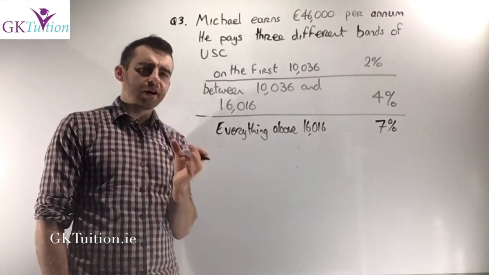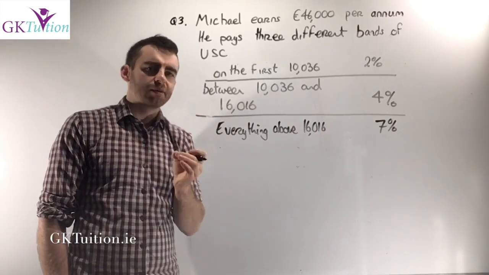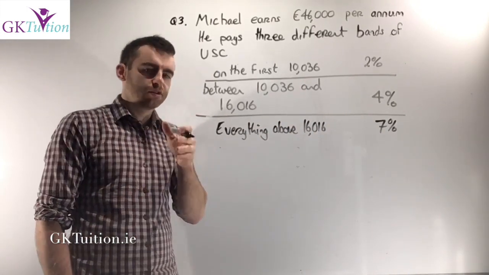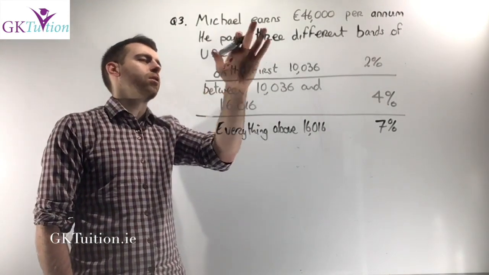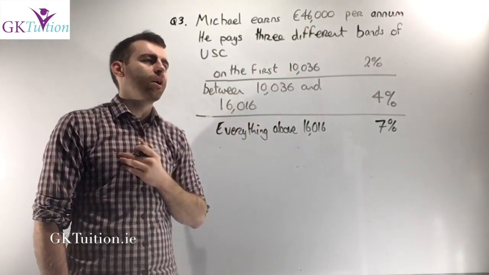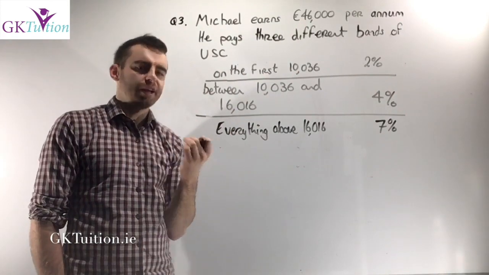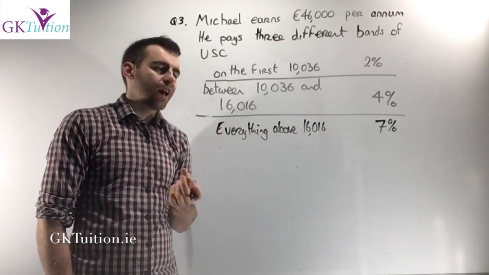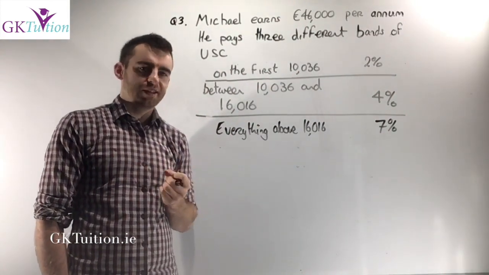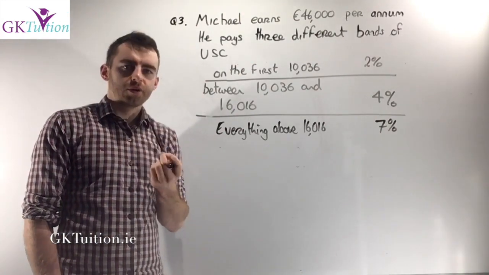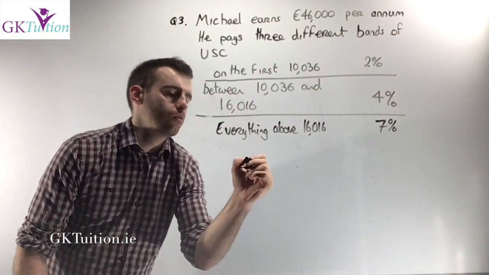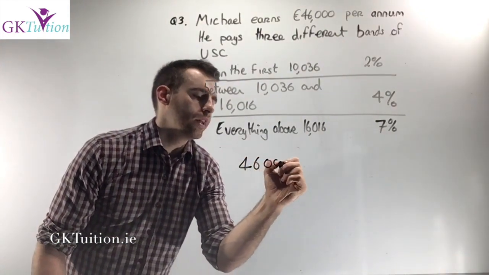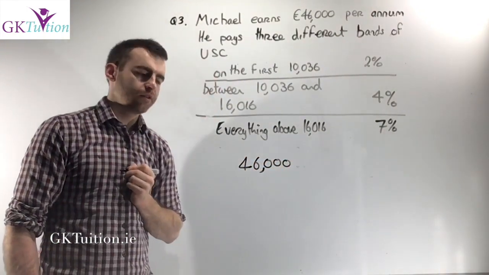So we're going to do this very similar to the income tax. It's just that there's 3 different bands rather than 2. In this case, we're told that Michael earns €46,000 per annum and he pays 3 different bands of USC. We're asked to calculate the amount of USC he needs to pay. In order to do that, I would structure it quite similar to the income tax. I know that Michael's gross income is €46,000.